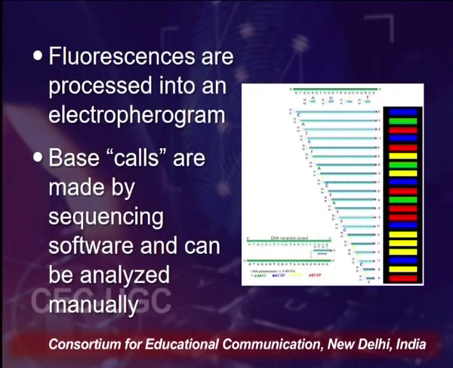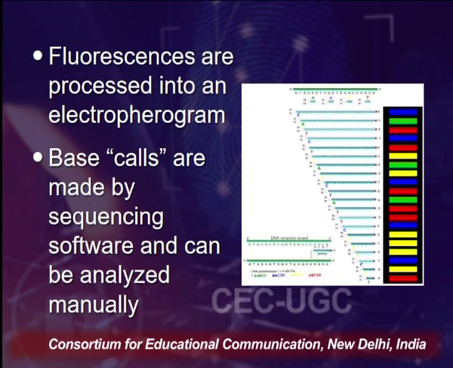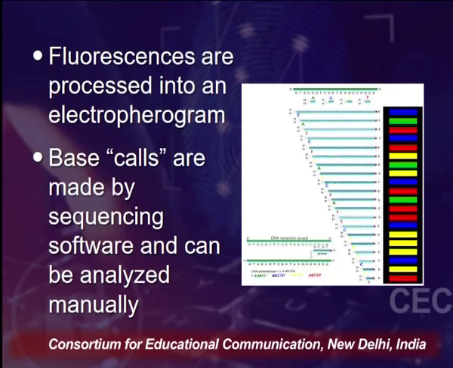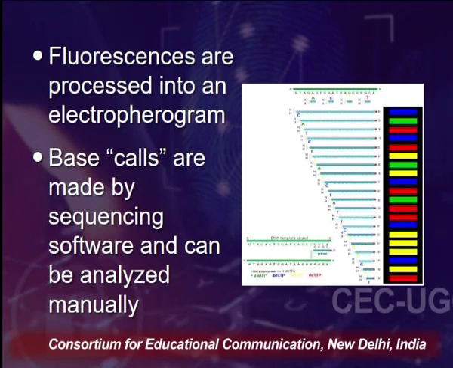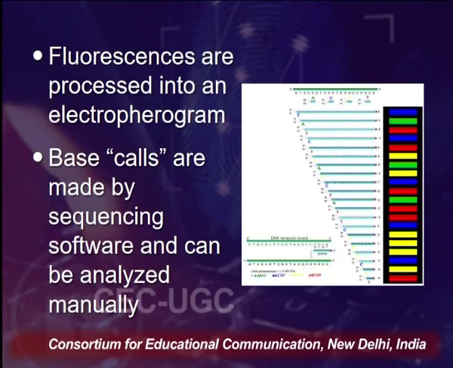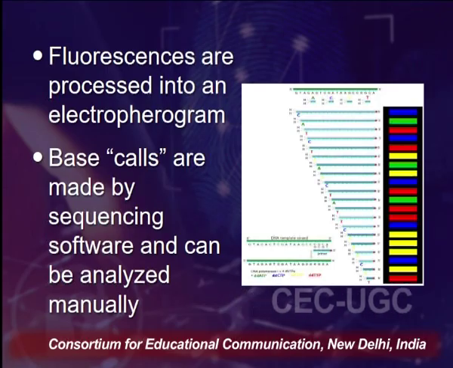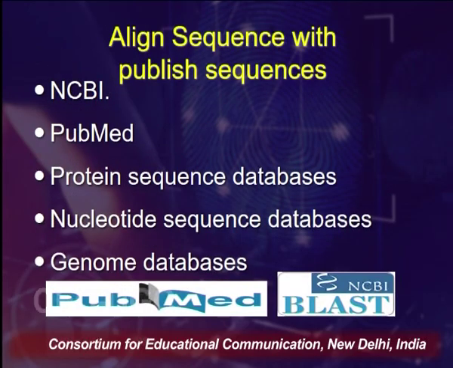The bases which are present there are given different dyes, and depending upon what kind of fluorescence occurs, we can see how the DNA is being sequenced. Fluorescence is processed into an electropherogram, and then we make the base calls. The base calls are made by sequencing software, which can be analyzed manually further. In capillary electrophoresis, the base calls are given in different colors of dye. For example, we have yellow, blue, green, red over here, and depending upon the base calls, we can see the sequence of the DNA we are analyzing.